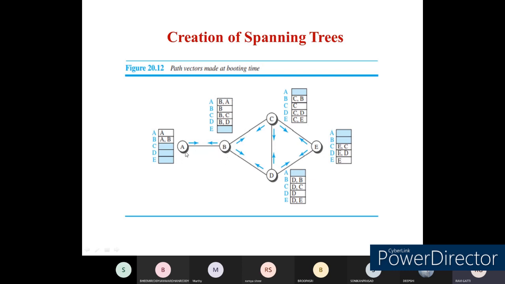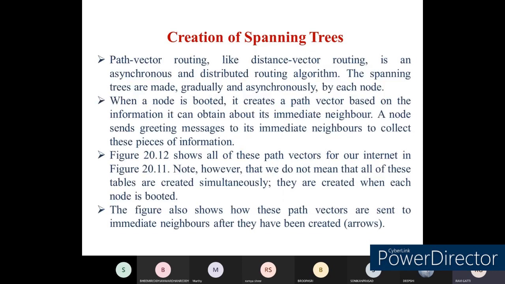So node A, upon reception of the path vector of node B, will create a link for node C via node B. Similarly, a link will be created via node D, but for node E, no link will be created in node A. Why? Because E is not connected to B directly. So this is how the path vector will be updated upon reception of the neighboring nodes' spanning tree.